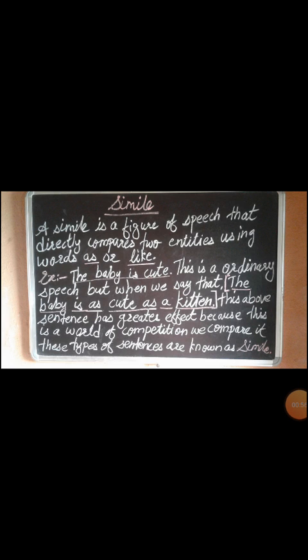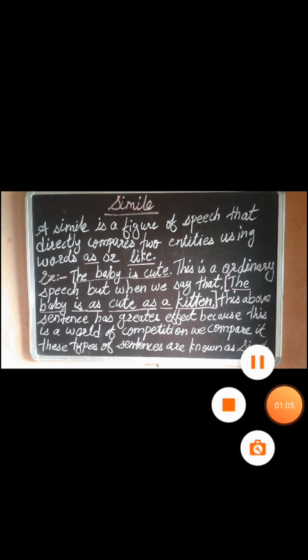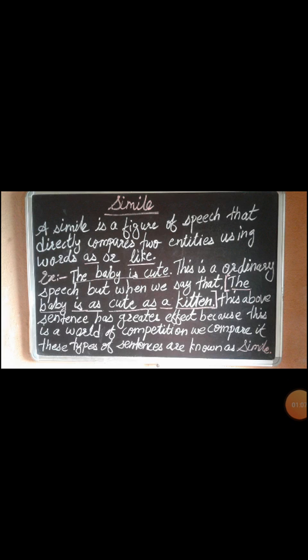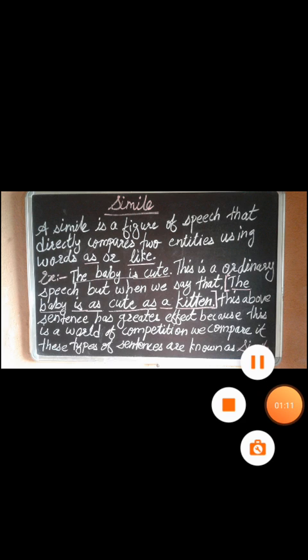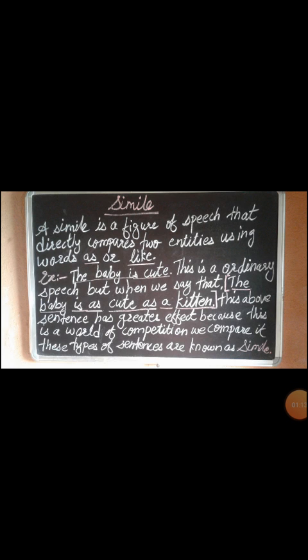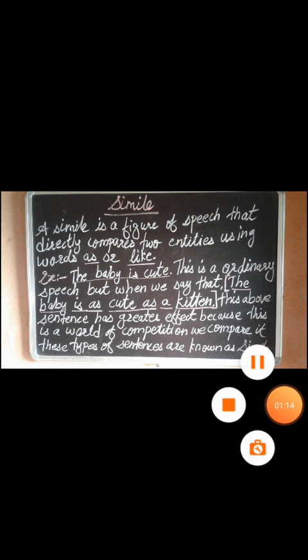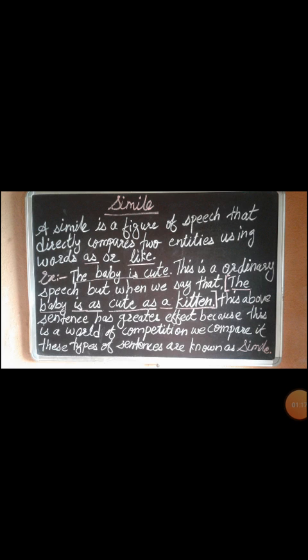Or as sharp as a cheetah. Or, that girl is very wise like a king. In this way we compare it. Normally we just say, you are a very good girl, you are very wise. But when we use as or like and compare it, it becomes a powerful sentence. You feel good to listen to it.